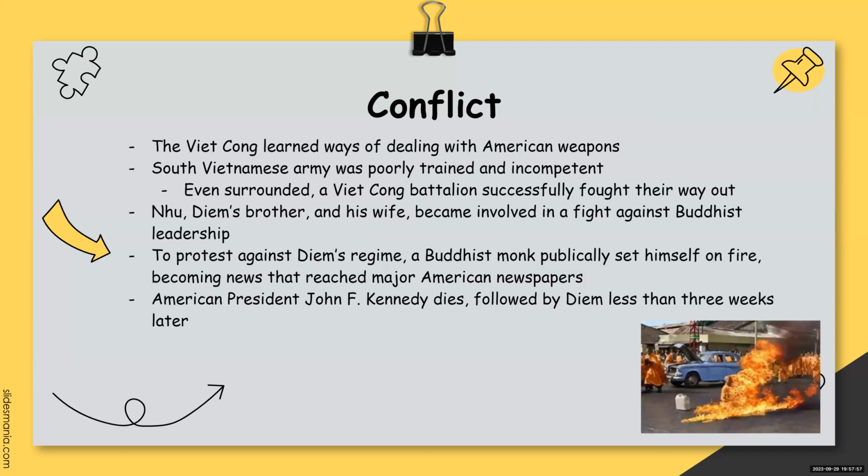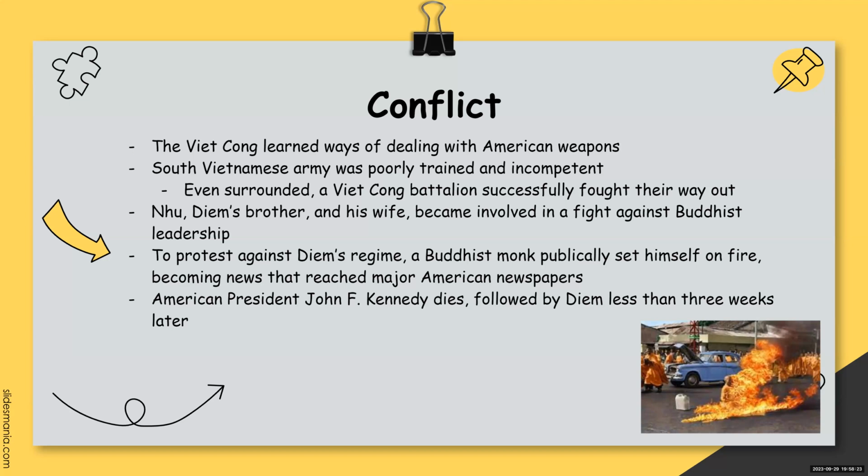All right, so the Viet Cong also learned ways of dealing with American weapons such as helicopters and tanks. The Vietnamese army was poorly trained, and in this one battle, even a Viet Cong battalion that was surrounded by soldiers and helicopters was able to fight their way out.